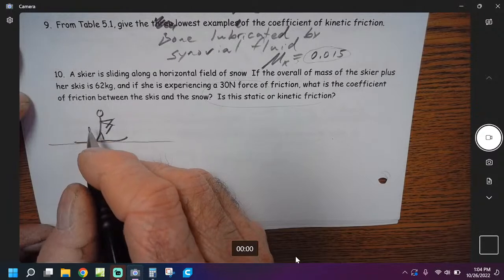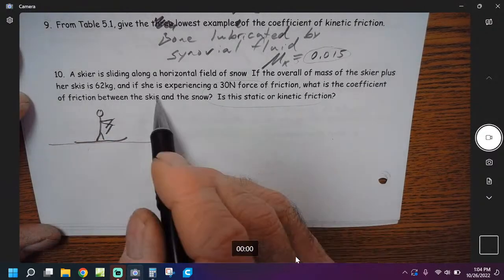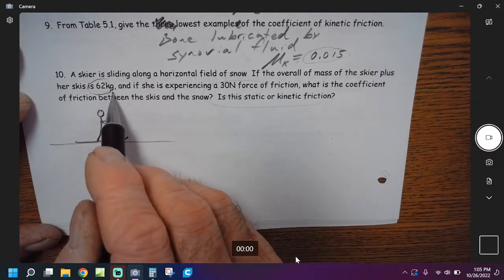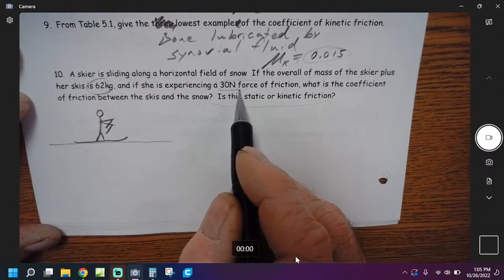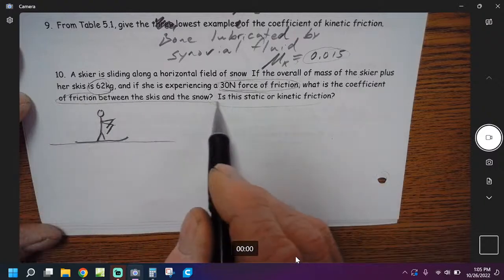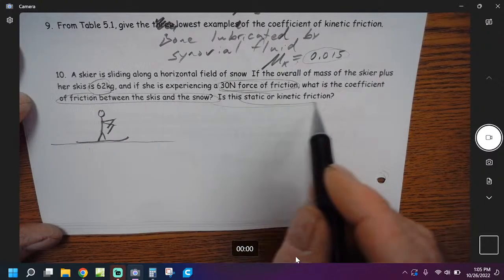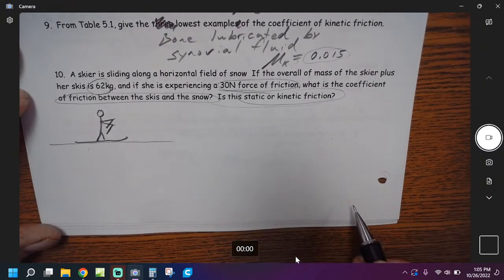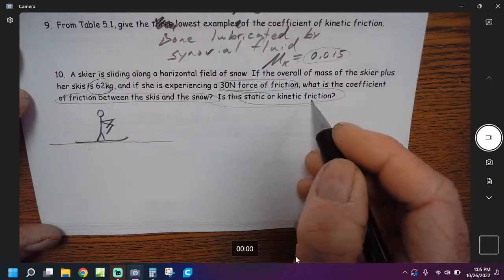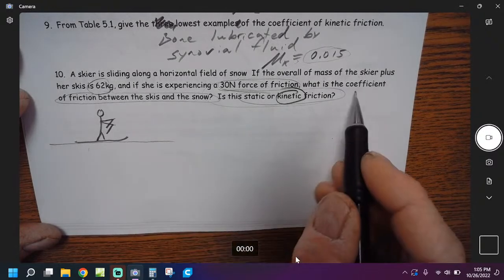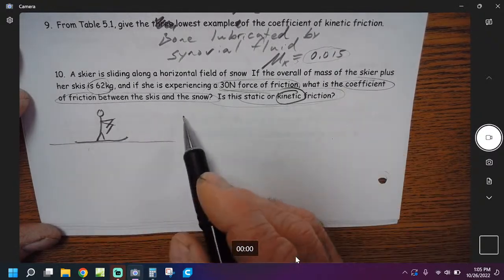So I'm getting distracted. What we're trying to find, it says skier plus her skis is 62 kilograms. That's the mass. She's experiencing a 30 Newton force of friction. What's the coefficient of friction between the skis and snow? And is this static or kinetic friction? Which part can we just automatically answer right now real fast? Yeah. What kind of friction is it? Kinetic.